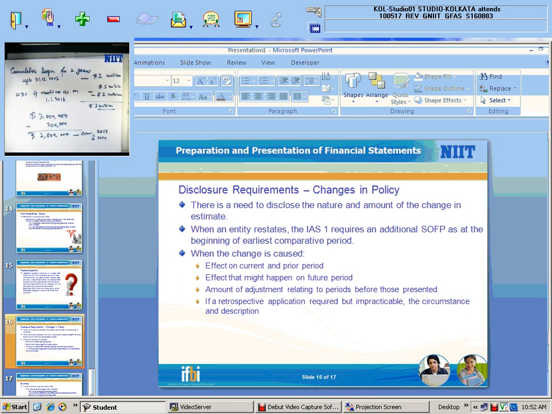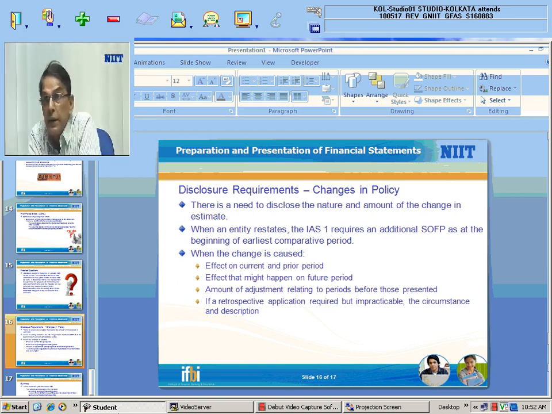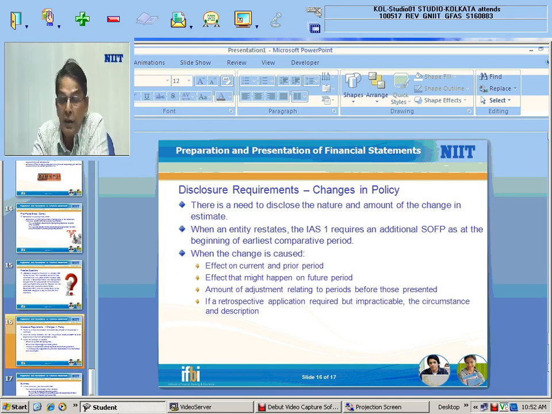Its effect on the current and prior period must be disclosed. Its effect that might happen on the future period should be disclosed. The amount of adjustment relating to periods before those presented should be disclosed. And if a retrospective application is required but is impracticable to do so, the circumstances and description should be disclosed so that the users can understand why it is impracticable to make a retrospective application. So these disclosure requirements are there for changes in policy.